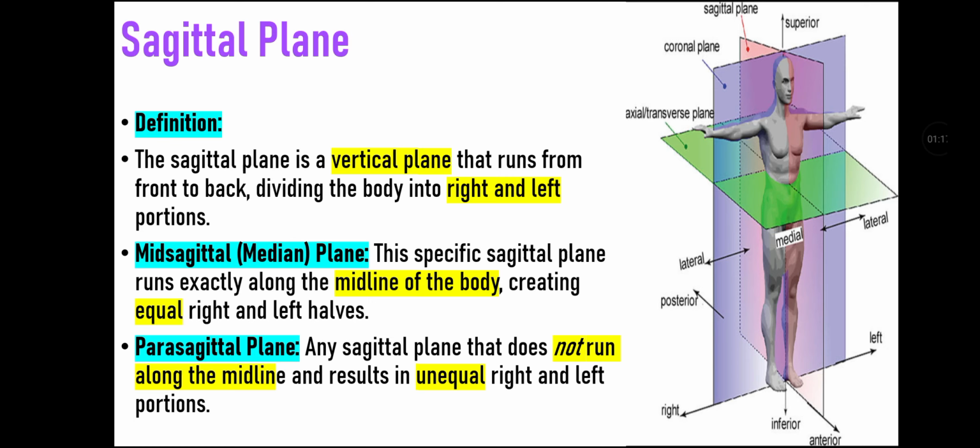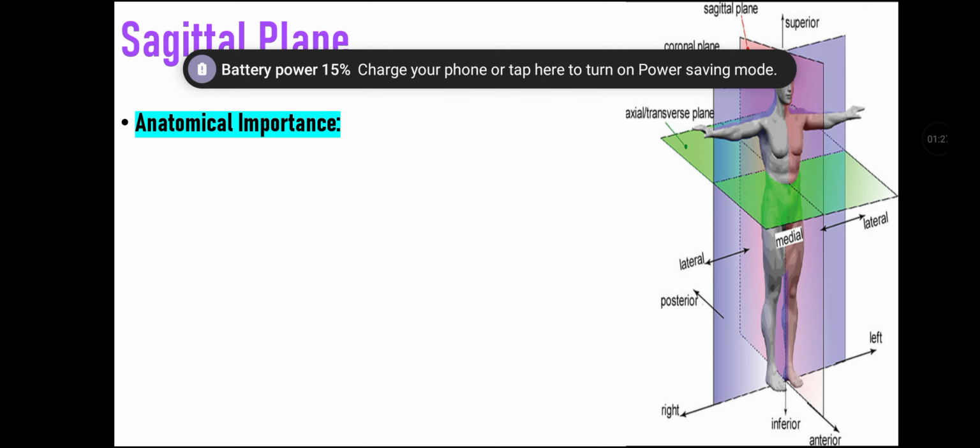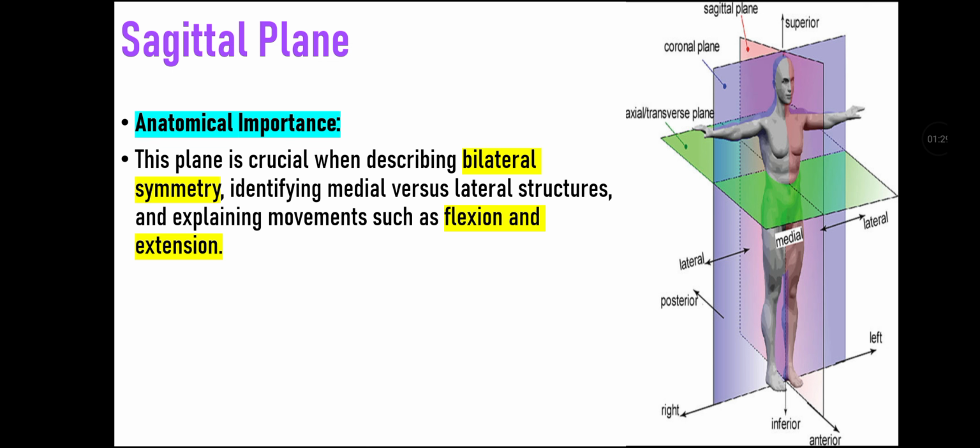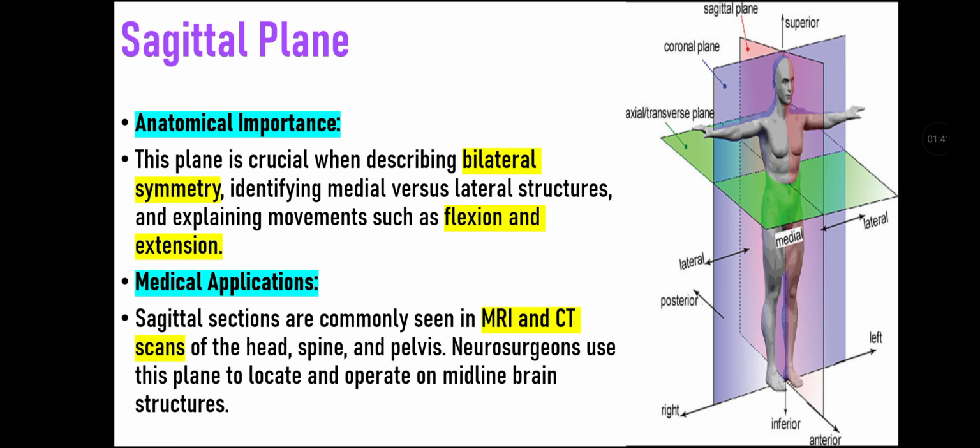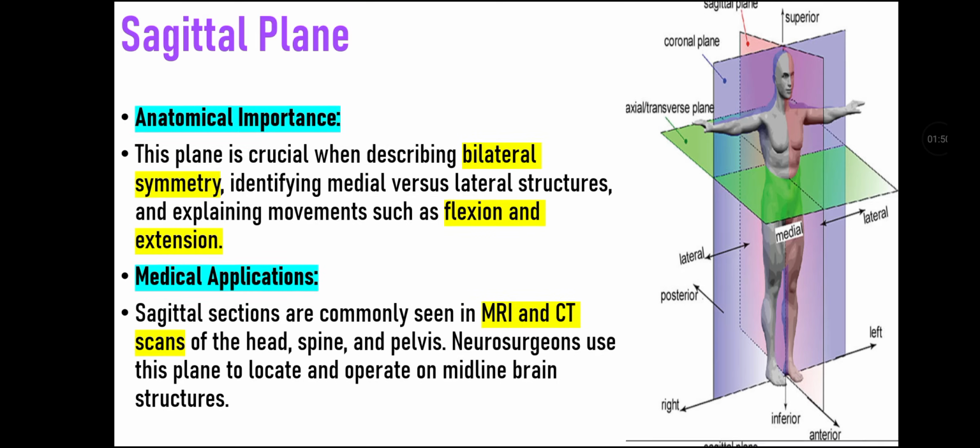While parasagittal plane is any sagittal plane that does not run along the midline and results in unequal right and left portions. Further talking about the sagittal plane, we have its anatomical importance, as this plane is crucial when describing bilateral symmetry, identifying medial versus lateral structures, and explaining movements such as flexion or extension. Talking about its medical applications, sagittal sections are commonly seen in MRI and CT scans of the head, spine, and pelvis. Neurosurgeons use this plane to locate and operate on midline brain structures.